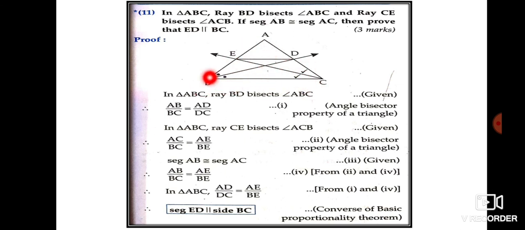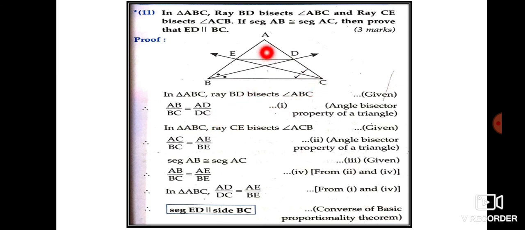Now in a triangle, if we have to prove two lines parallel, then we have to first prove that AE upon EB is equal to AD upon DC. If we can prove that, then we can say by converse ED is parallel to BC. Okay. Now let's go one at a time. Now in triangle ABC, BD is a bisector. So we use the angle bisector property. AB upon BC is equal to AD upon DC.